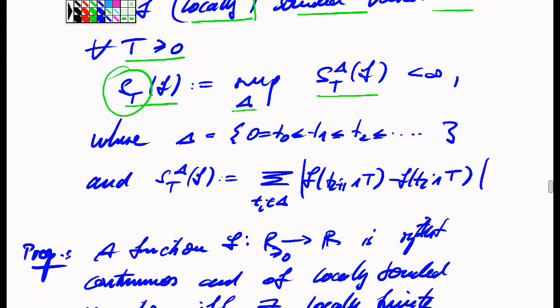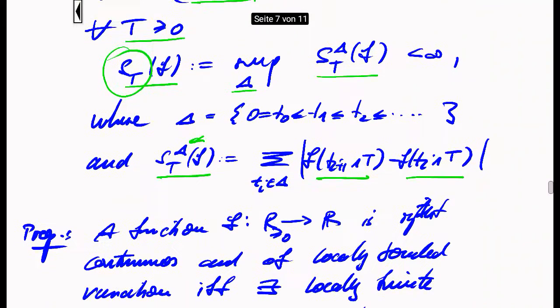Okay, so the total variation of a function f on an interval from 0 to t is the supremum of all grid variations, of all finite grid variations of the function f. And these grid variations, when delta is a certain grid or a certain partition of the interval from 0 to t, is the sum of all the absolute values of the differences that the function attains when we evaluate the function on the grid points which are in this grid delta. So let me say it again.